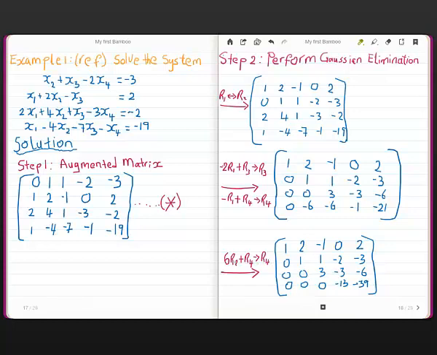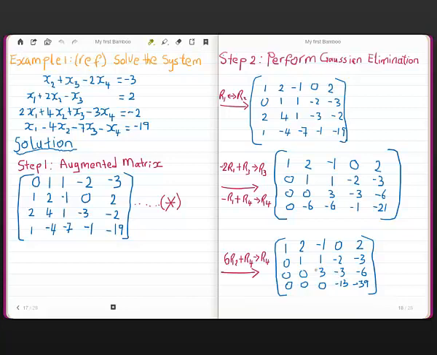We multiply row 2 by 6, add that to row 4, and leave our answer in row 4. And we end up with an equivalent augmented matrix to the former equivalent augmented matrices. So row 4 becomes 0, 0, 0, negative 13, negative 39, and row 3 is 0, 0, 3, negative 36.